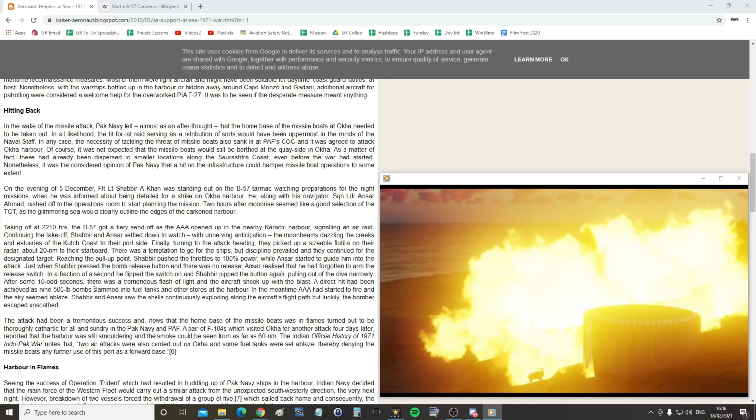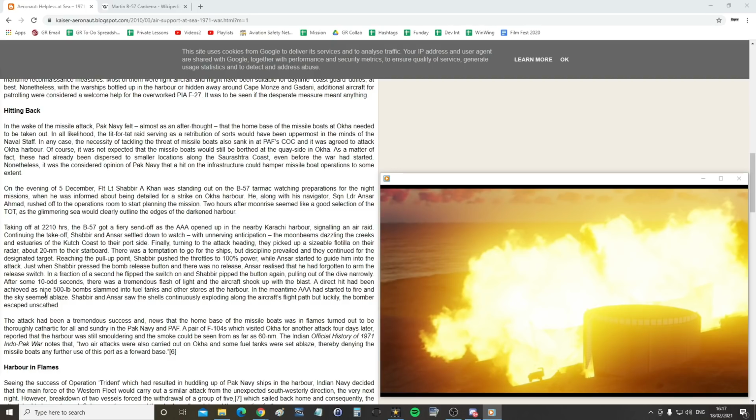After some 10 seconds, there was a tremendous flash of light and the aircraft shook with the blast. A direct hit had been achieved as 9 500-pound bombs slammed into fuel tanks and other stores on the harbour. In the meantime, AAA had started to fire and the sky seemed ablaze. Shabir and Ansar saw the shells continuously exploding along the aircraft's flight path, but luckily the bomber escaped unscathed.